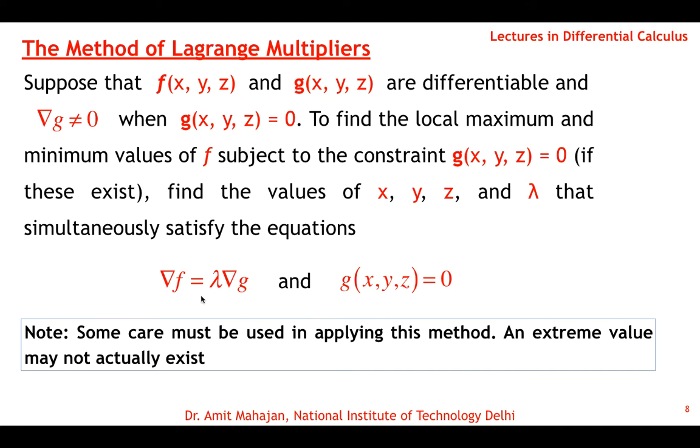The condition that the normals are parallel is a necessary condition for the occurrence of an extreme value of the function subject to this condition. But it does not guarantee that one exists, as this condition is not sufficient for existence. It may give you points x, y, z, but then we have to visualize or see whether those points are actually points of maxima or minima or not.